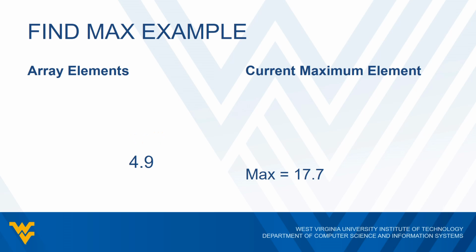So let's go to the next element. We see that we get 4.9, and that is less than 17.7. So that means we don't make any change to our max because 4.9 is smaller. And then we get to 11.9, and we see that's less than 17.7, so we don't make any change to our max. At this point, we have gone to the end of the array. If you don't remember, we had an array of 10 integers, and this is the 10th one. So at this point, we're at the end of the array.